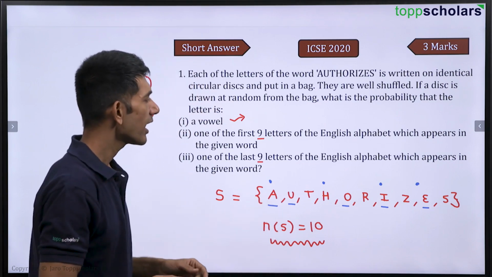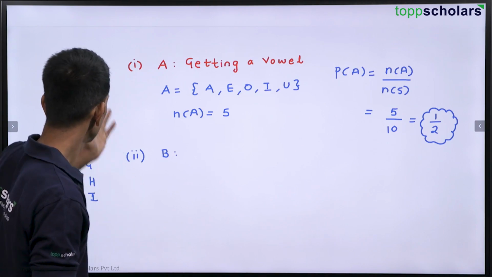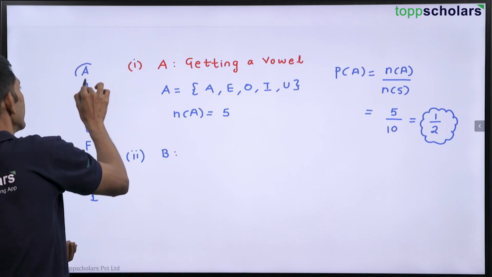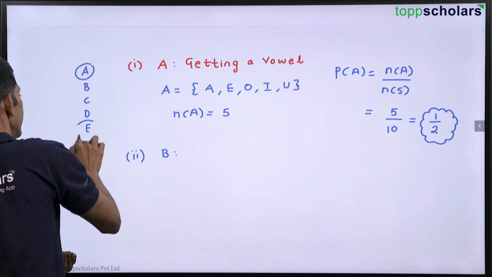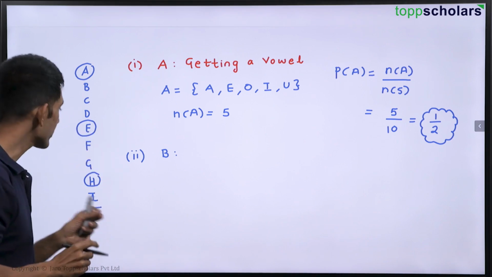A, H, I, E. Is there anything else? I don't think so. So A is there in authorizes. E is there. H is there. And I is there. A, E, H and I.